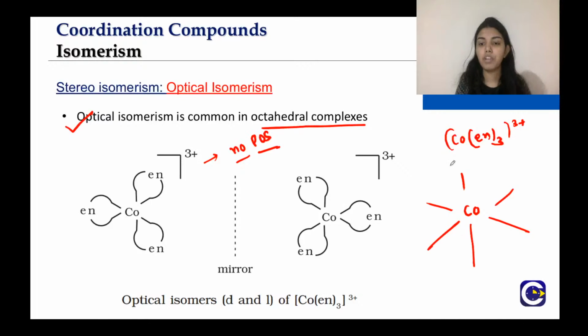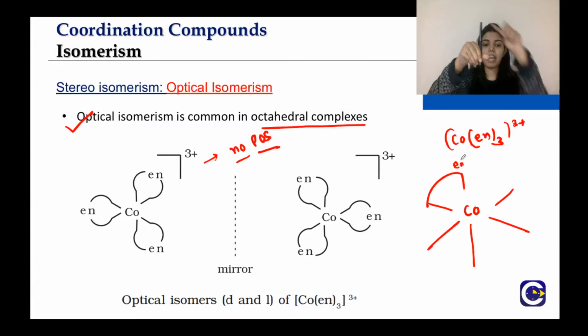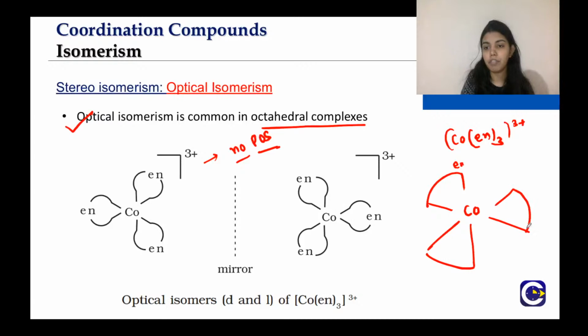Okay, so here if you draw, this will be En, that means this one and this one will be connecting, right? So this will be ethylene diamine. Similarly, here and here, so this and the next one will be ethylene diamine, and here will be another ethylene diamine. So they will have no plane of symmetry because this compound does not have any plane of symmetry. Therefore, it will have an optical isomer.